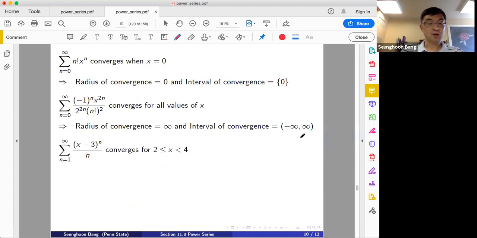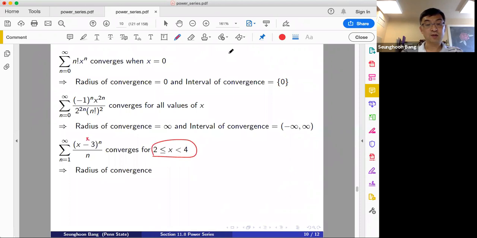Here, in this case, what's the radius of convergence? What do you think? The summation of (x minus 3) to the power n over n converges for x between 2 and 4. How can you find the radius of convergence? Do you know that? Negative 3? No, that's not the center. Don't use the center. We can use the interval of convergence.